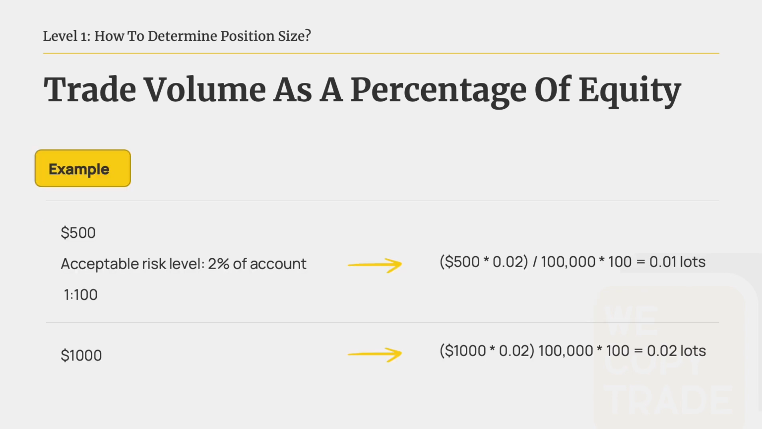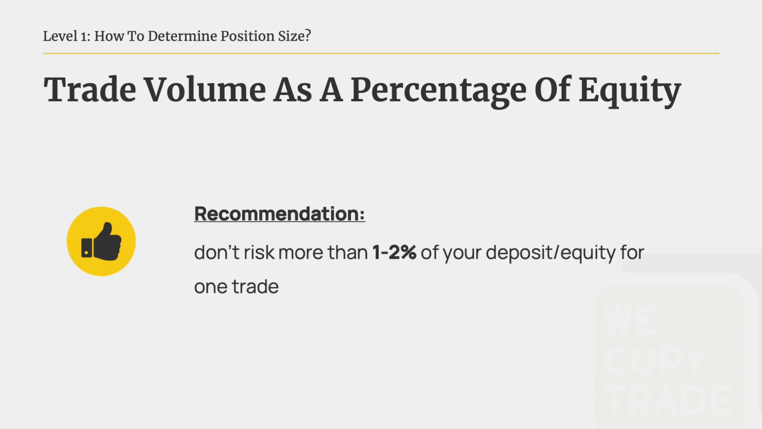Example: you have $500 and decide that the acceptable risk level is 2% of your account. With 1 to 100 leverage, you need to choose 500 times 0.02 divided by 100,000 times 100 equals 0.01 lots. With $1,000 on your account, you will be able to trade 1,000 times 0.02 divided by 100,000 times 100 equals 0.02 lots. This approach is not the best option for smaller accounts.